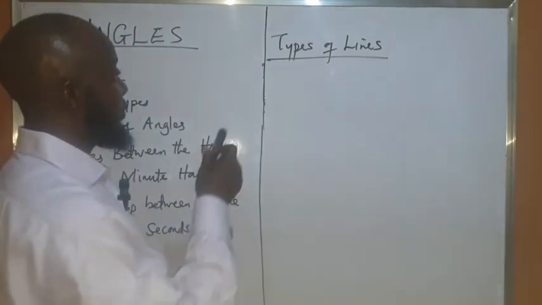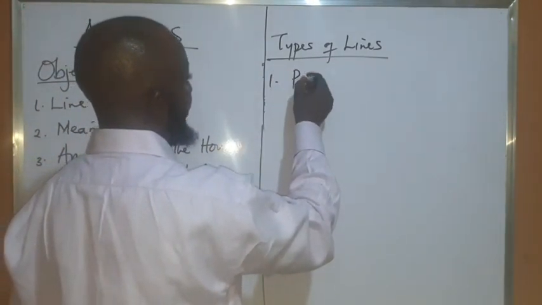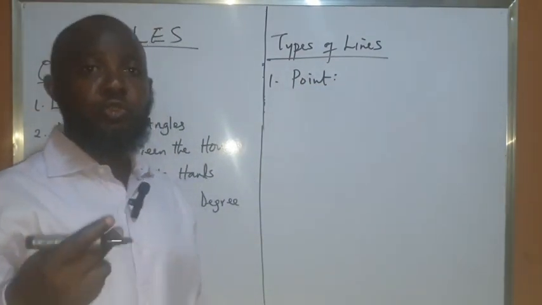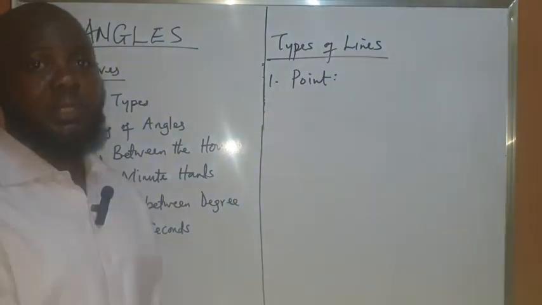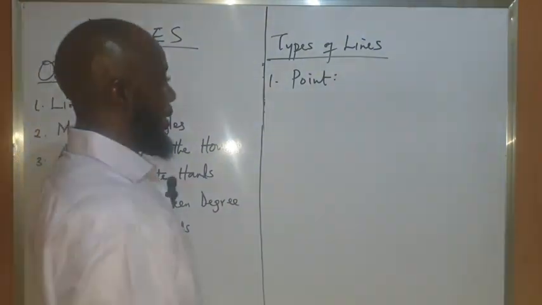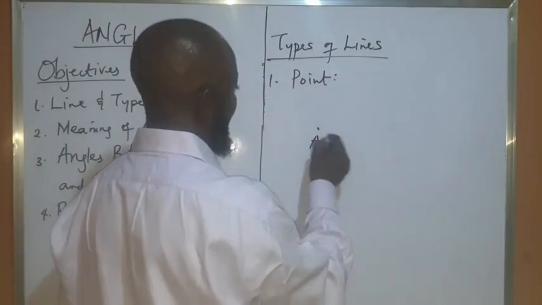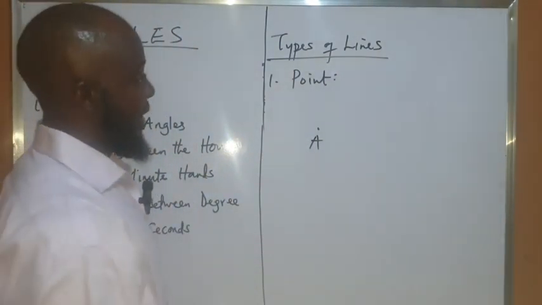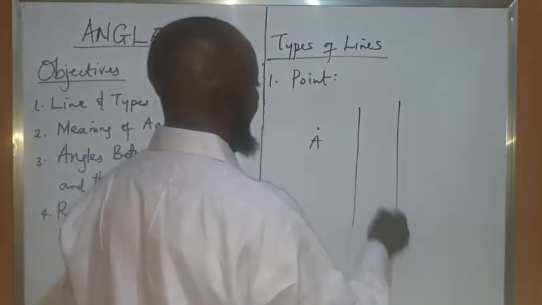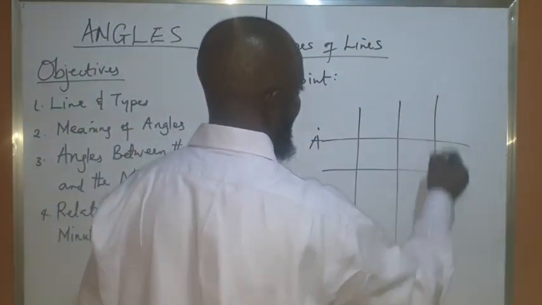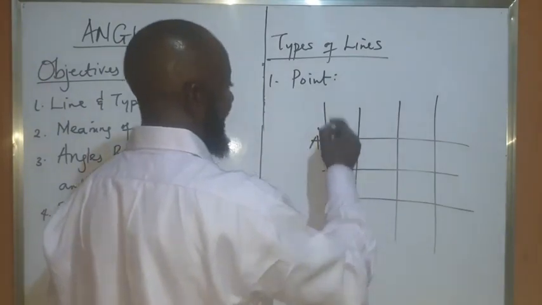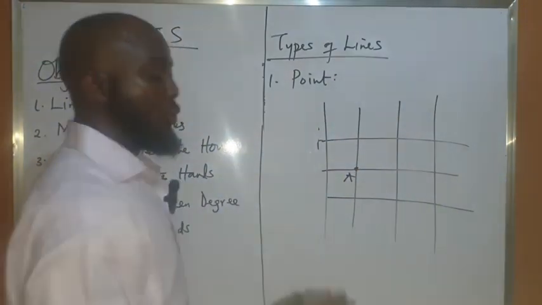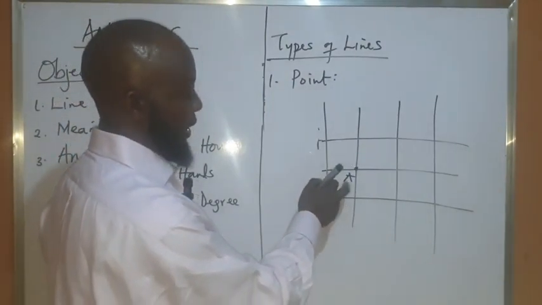So the first one is point. When we talk about point, point is used to show the position of an object in space. For example, I can have point A here, so that I'm showing the position of A. If I have a grid, what do I mean by grid? I have a grid like this, just like a graph. If I put a point here and name it A, I'm showing the position of this object A.